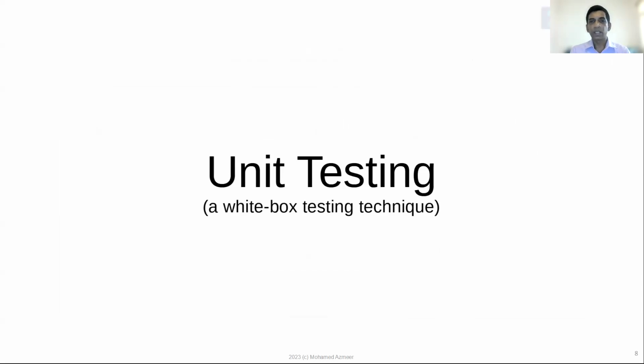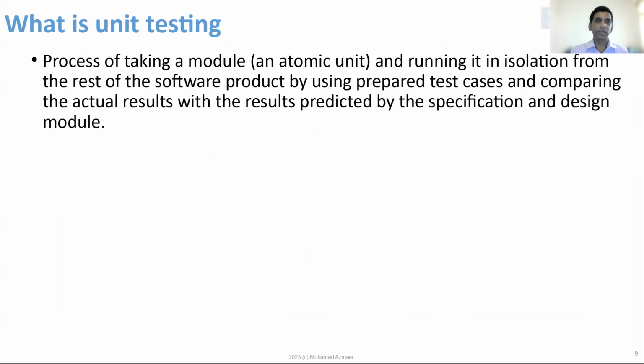Right. So let's start with the unit testing. There are so many things you can see. We'll start with the unit testing now. And it is a white box testing technique because the source code is required and is available, right? So what is unit testing? Process of taking a module, we call it the atomic unit. Atomic unit is like the smallest unit of the software, right? So we take the atomic unit and then we isolate that from the rest of the software or the product, right? So it's taken away and it's not there now.